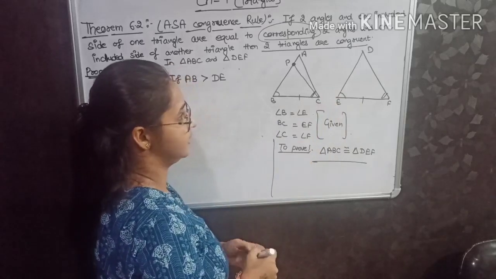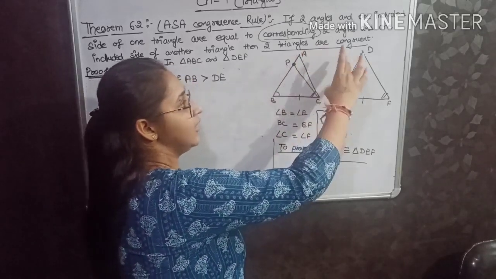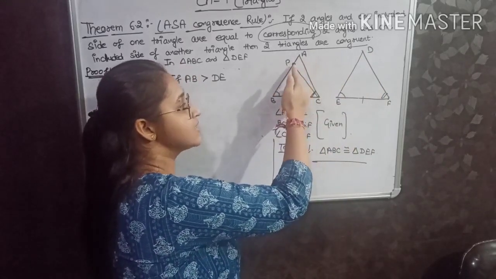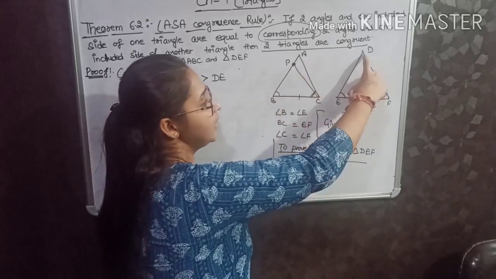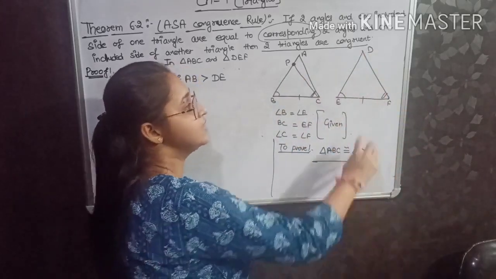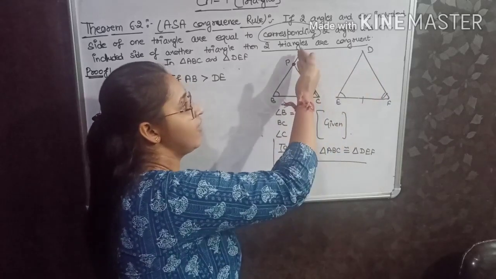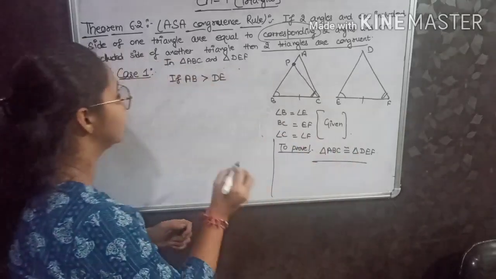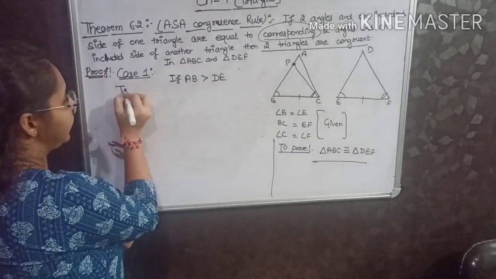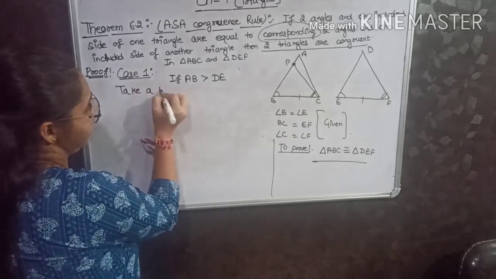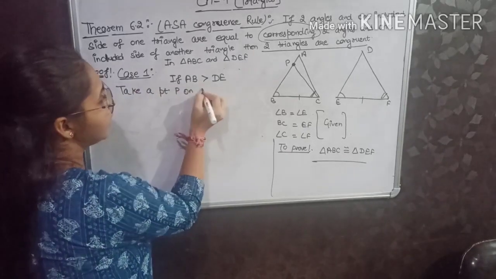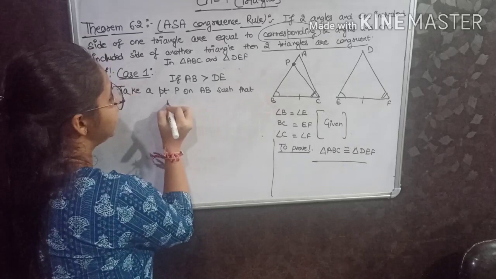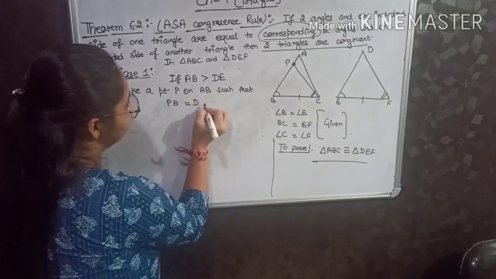Now see what happens. This length is greater than DE, and I am taking a point below A such that this PB will be equal to DE. Why? Because DE is already smaller than AB, and if I take some point below A, then I can write the condition: take a point P on AB such that PB is equal to DE.